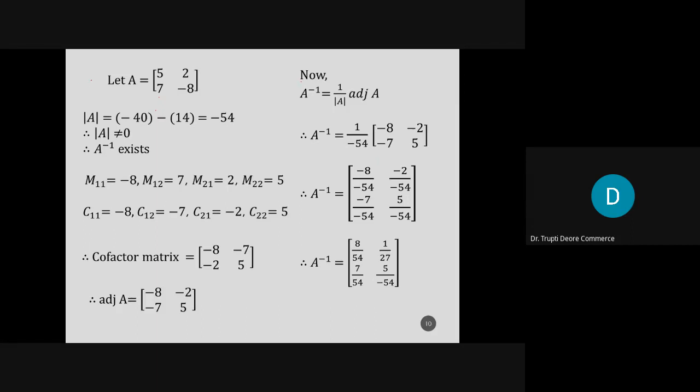For example, in this sum, they will ask whether the inverse of this matrix is possible or not. For that purpose, you have to calculate this step. Okay, so inverse की property क्या है? When the determinant of the matrix is non-zero, that time the inverse exists.